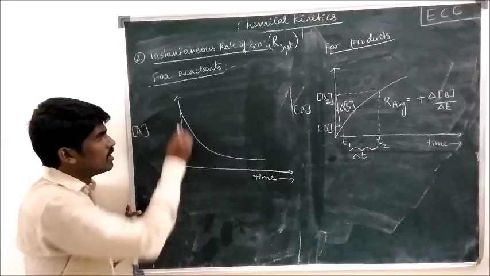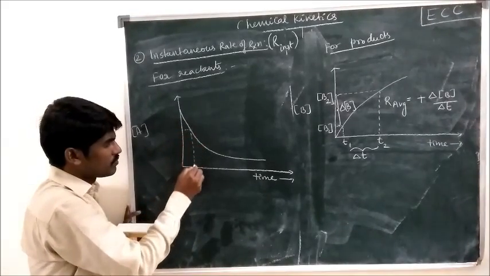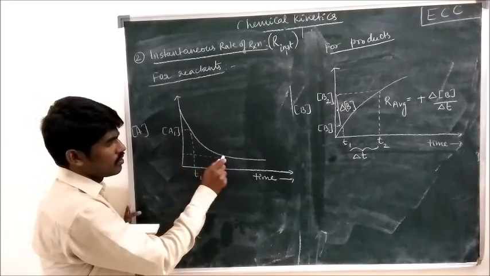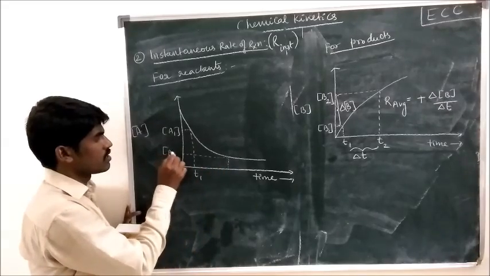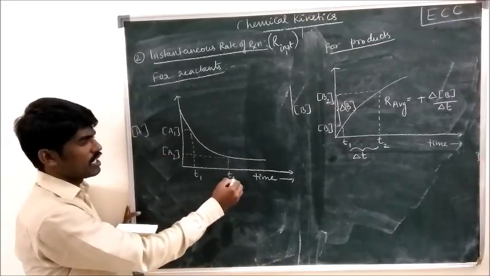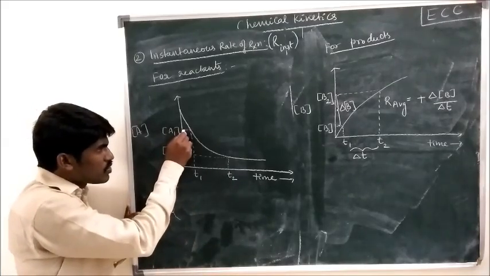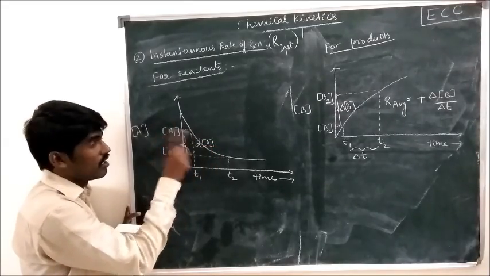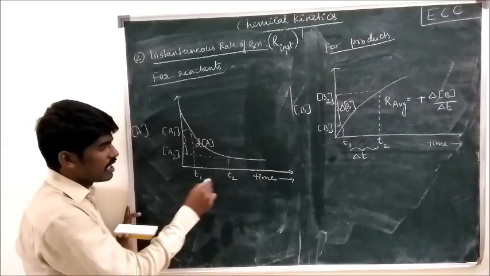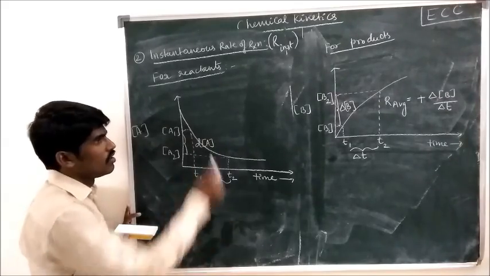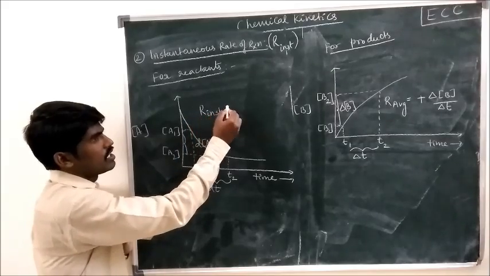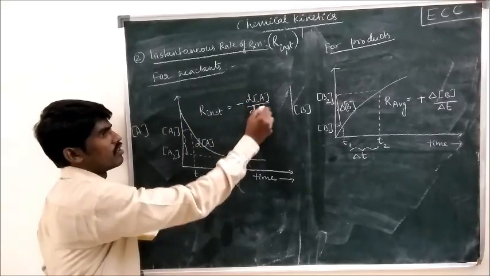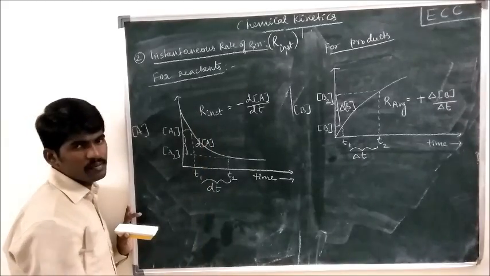So the initial concentration I am taking as A1, with respect to time T1. But as the reaction goes on, the concentration decreases and becomes A2, with respect to time T2. The difference in these two concentrations will be taken as dA. Earlier I gave you delta A, but now here dA. With respect to the time change, it will be given as dt. So R instantaneous is equal to minus, the decrease in concentration of the reactants, dA upon dt. So this is the instantaneous rate expression.